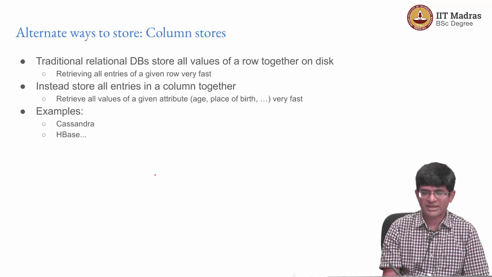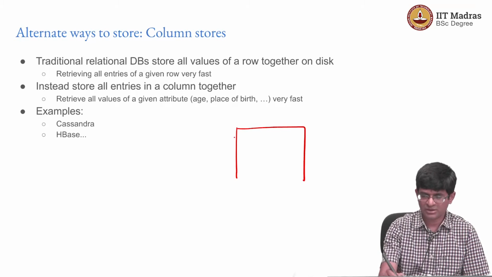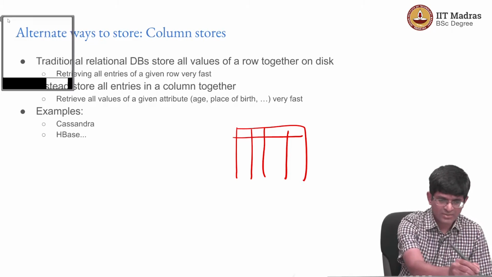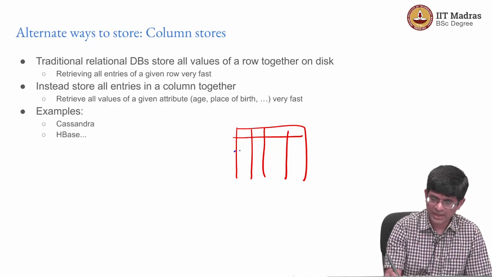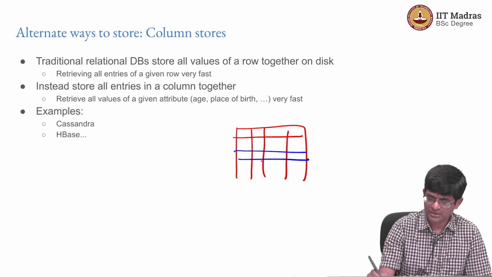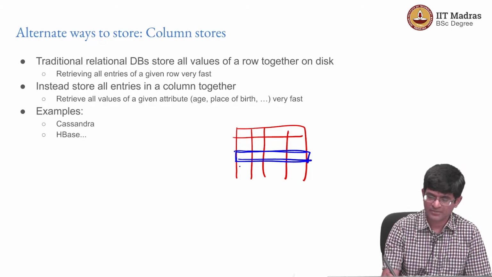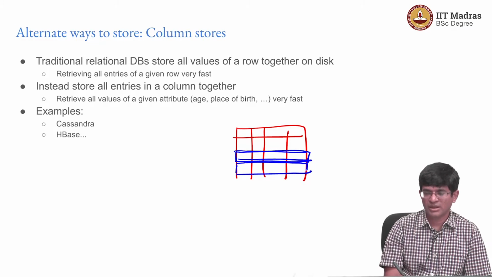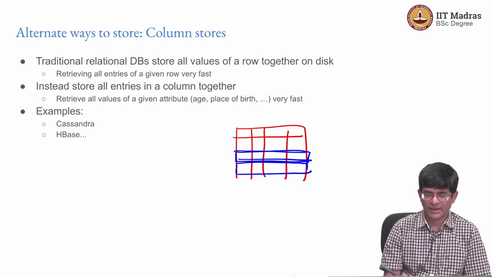And the idea over here is that traditional databases, if I had a table, I would take all the entries corresponding to one row and store it together, right? So this entire thing would form one block somewhere on disk. This next one would form another block somewhere, okay, which makes it easy to retrieve all the entries corresponding to a given row.